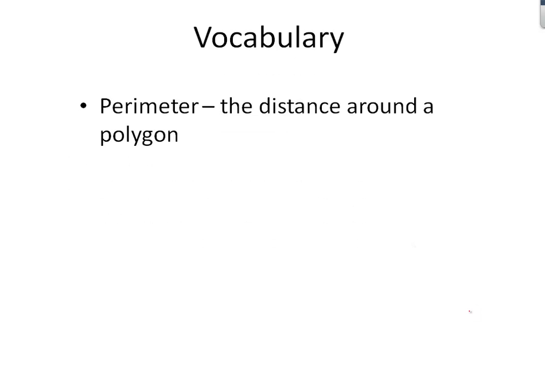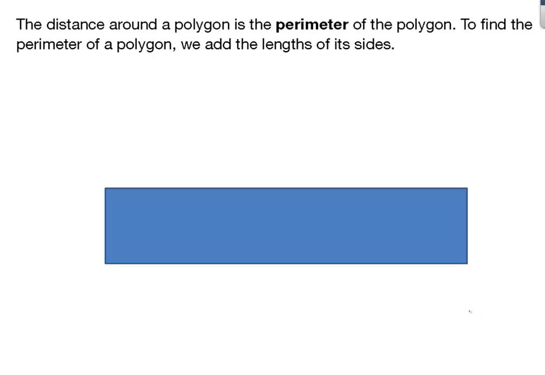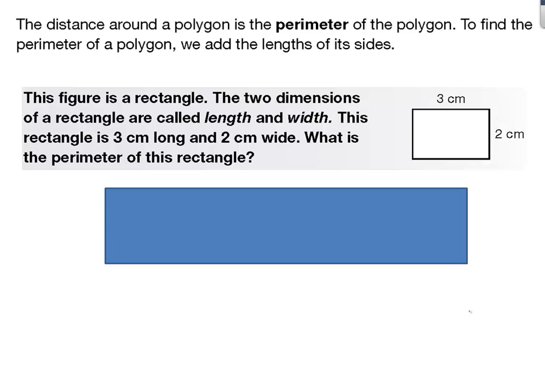Perimeter. It is the distance around a polygon, or any shape for that matter, but for today's lesson it's a polygon we're dealing with. The distance around a polygon is the perimeter of the polygon. To find the perimeter of a polygon, we add the lengths of all its sides. So we add up all the sides going around it.